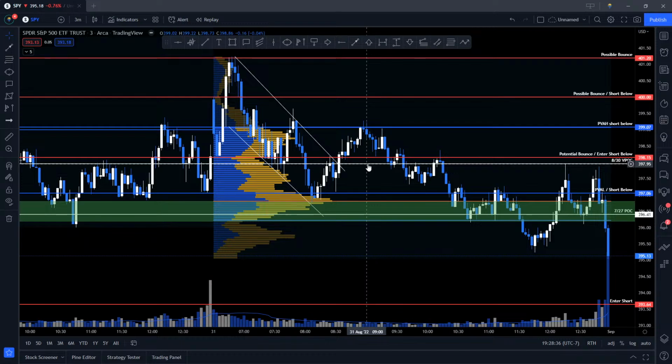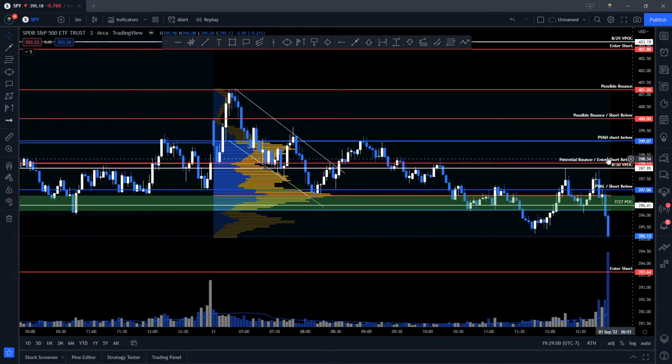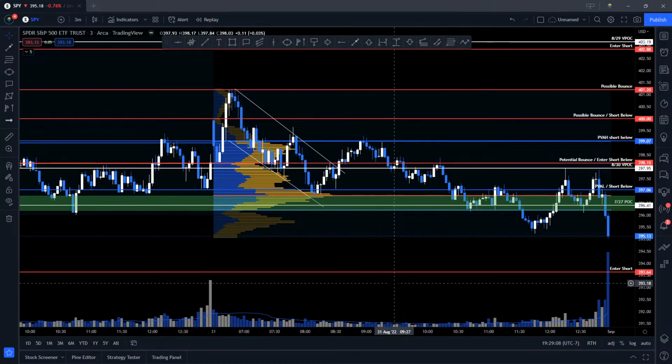You keep playing your levels. You'll notice I don't say long here because we're in a downtrend. I'm not trying to play from this potential bounce up. I'm just looking for the puts down, puts down, puts down, so on and so forth. So anyway, this is the goal by the end of this live, for you guys to be able to find these levels the day before. So when the next day starts, you have clear defined levels on your chart and you don't deviate from that plan.